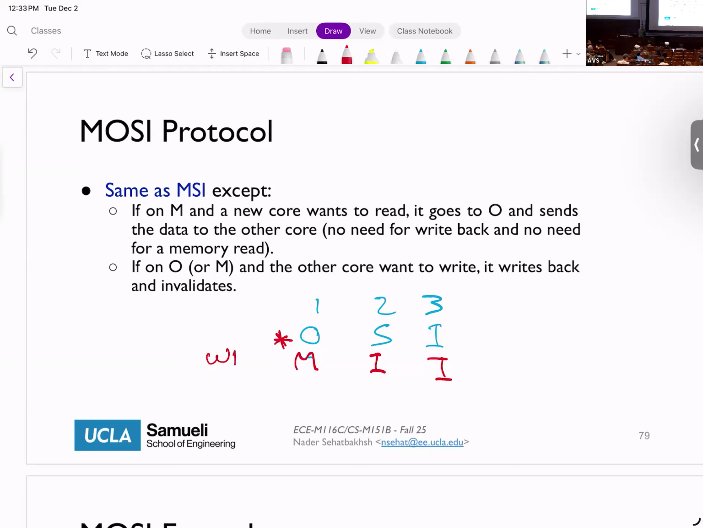If you didn't have the O state, then if you wanted to invalidate, you'd write back to main memory, depending on whether you use write back or write through. Yes, if it's write through, then of course there is no write back necessary. So all of this discussion on the write back is only for the write back strategy. If it's a write through strategy, then you're good to go.